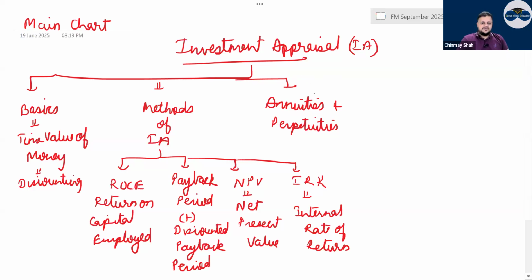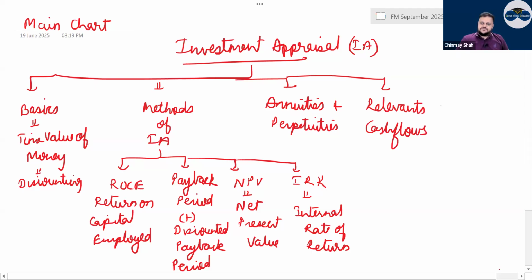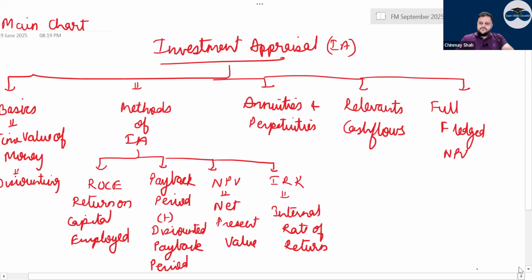एन्युटीज एंड परपेचुइटीज. करेक्ट? ओके विथ इट? इसमें कोई डाउट है आपको? One thing I will take, you don't worry. Okay. Then there will be something called as relevant costs. Yeah, relevant cash flows. Correct? Then there will be a major topic of full-fledged NPV. इसके टेबल बनेगा. Each one will have an individual table. Full-fledged NPV. Correct?